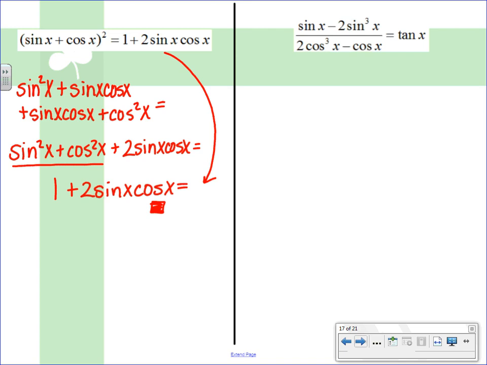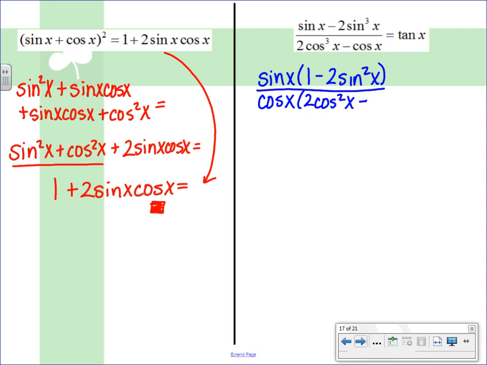All right, the guy on the right side, I'm going to do a little factoring here. Definitely working on the more complicated side on the left side. I'm going to factor a sine out of my numerator. That will leave me with 1 minus 2 sine squared. Denominator, I have a cosine you can factor out. That would leave me with 2 cosine squared minus 1, equals still tangent on that other side.